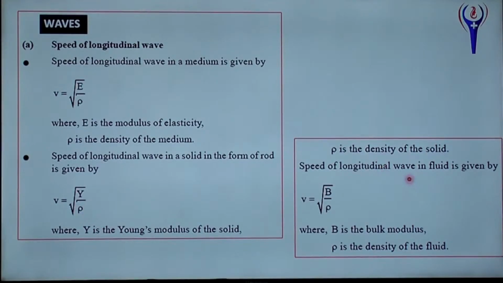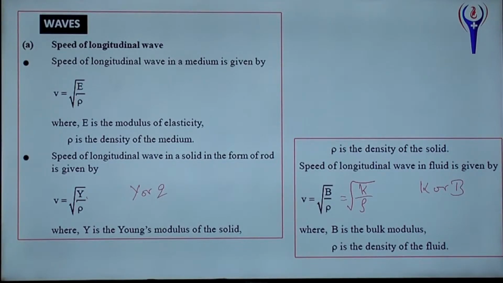And the speed of a longitudinal wave in fluid is given by V equal to square root of B by rho or K by rho, because we used K by rho in our theory. Here K or B is the bulk modulus. We studied K, that's why I have given K. But in many places bulk modulus is given as B, and Young's modulus is given as Y or Q. Same way, bulk modulus K or B.